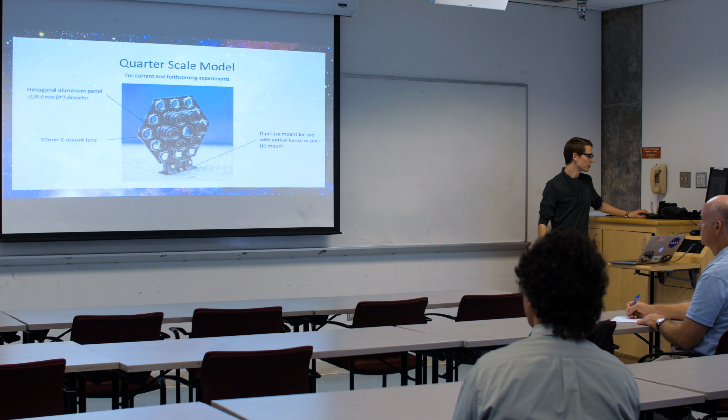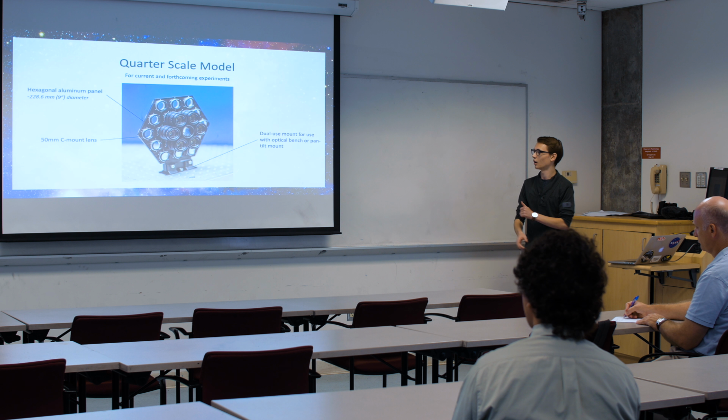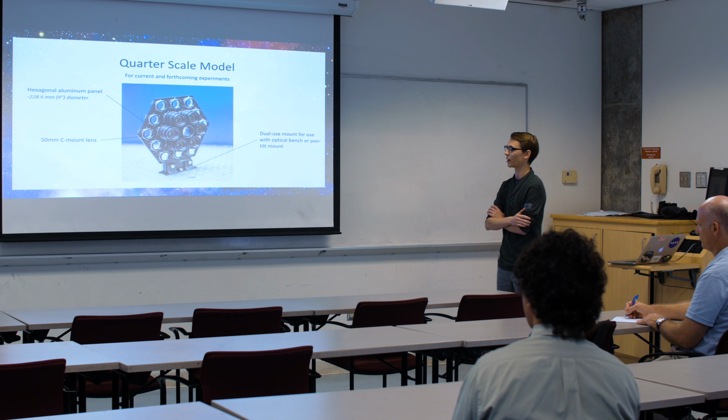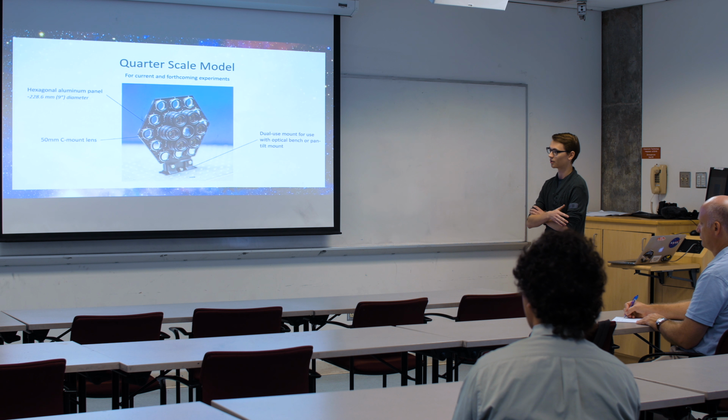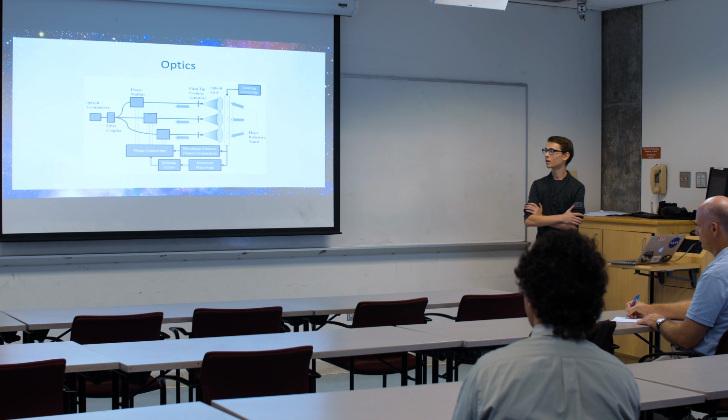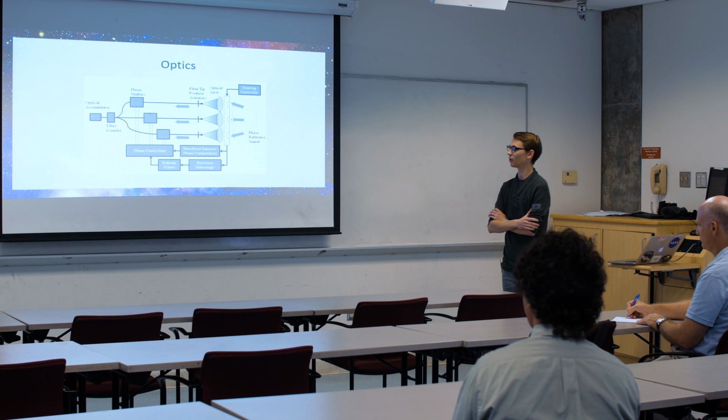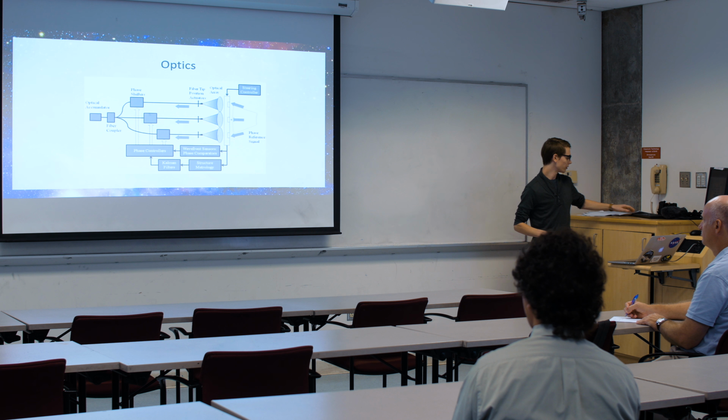So like I said, these 50mm C-mount lenses, and we mounted it on this dual-use mount so we can put it on an optical bench or do all sorts of things with it. We can put it on a pan tilt mount as well, so we can point and do receiving tests as well. So this is the schematic of the actual optical components in the telescope. So I'll go through what each one of these are.